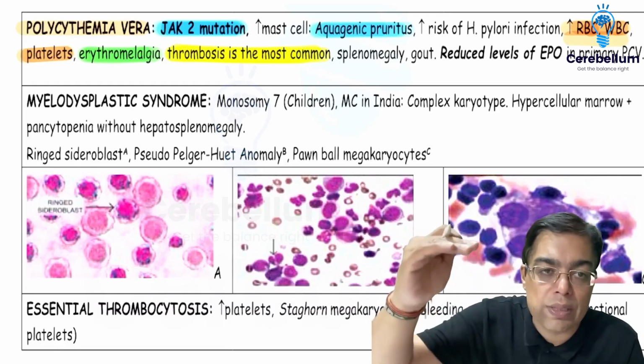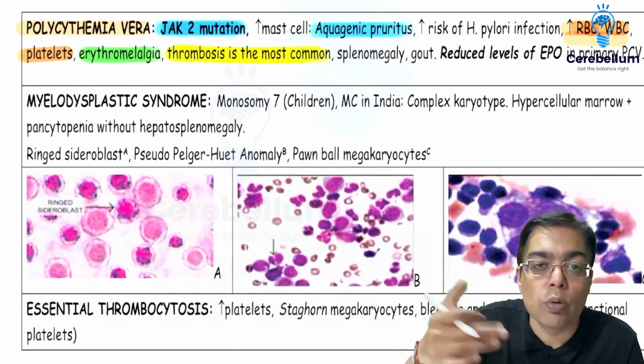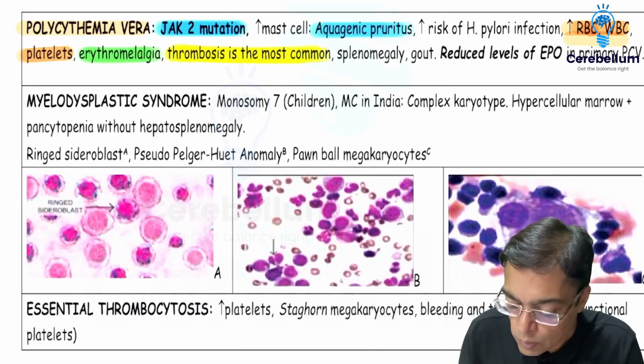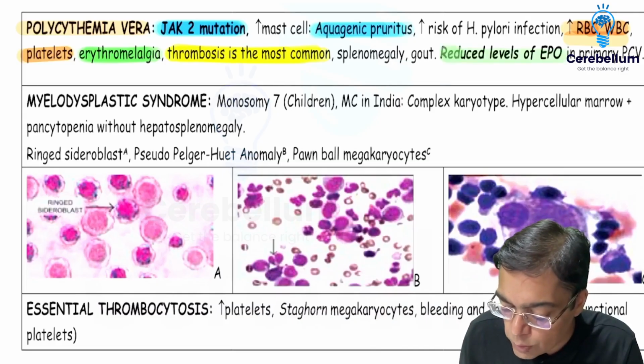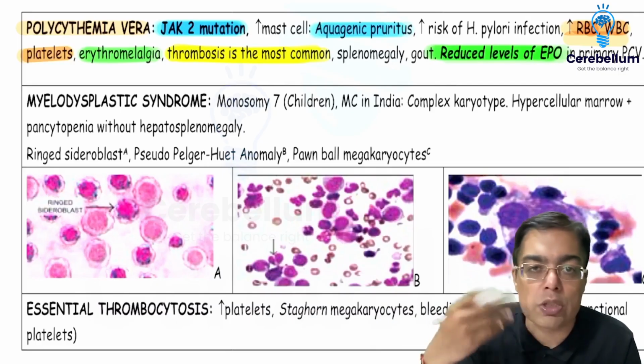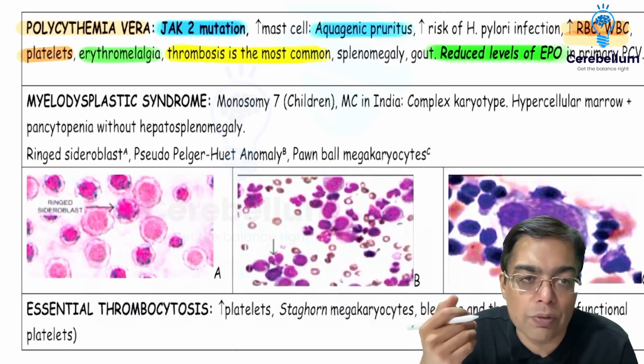Because the RBC count is high, it's a polycythemia. RBCs are more in number. So by the feedback mechanism, what we encounter in these patients is reduced levels of erythropoietin. Of course, because of high turnover, patients can have the presence of gout as well.